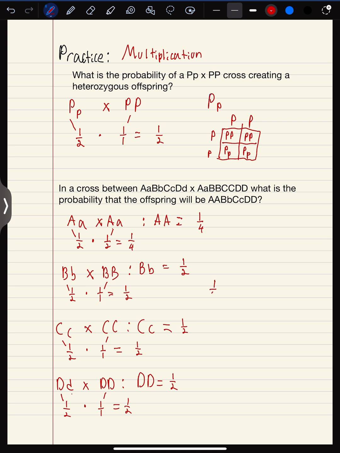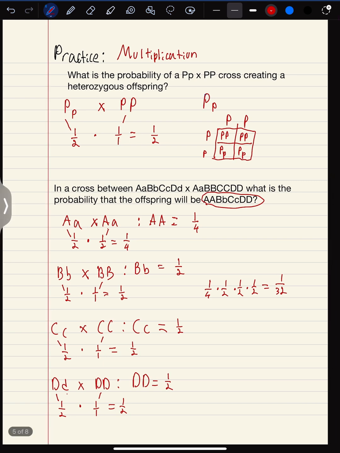So we have 1 over 4 times 1 over 2 times 1 over 2 times 1 over 2. And that gives us 8, 16, 32. So 1 over 32 is our answer. That is the chance that we will get this as our offspring. Not so bad, right?